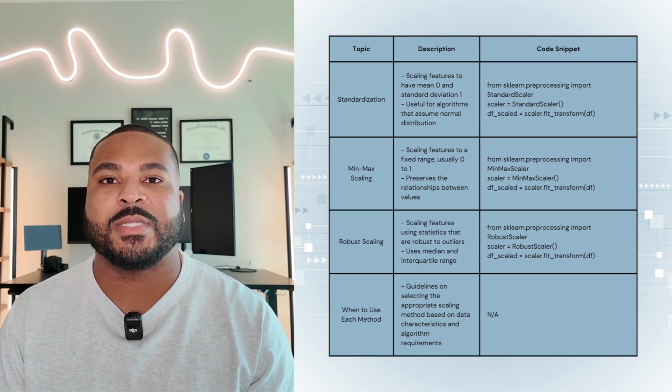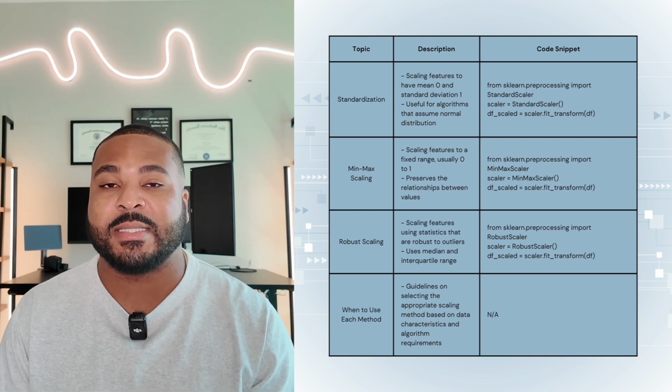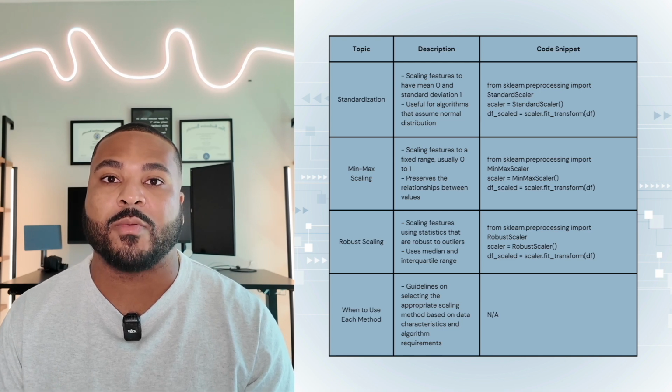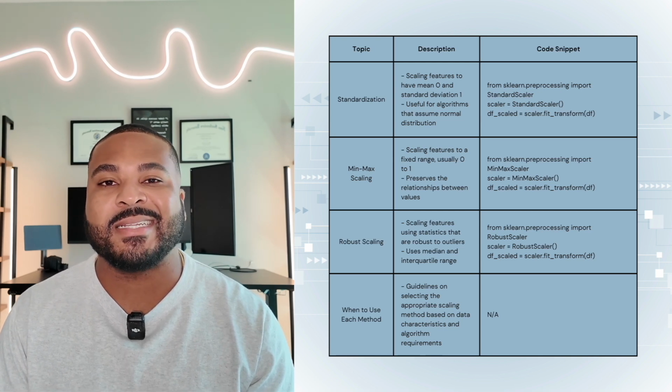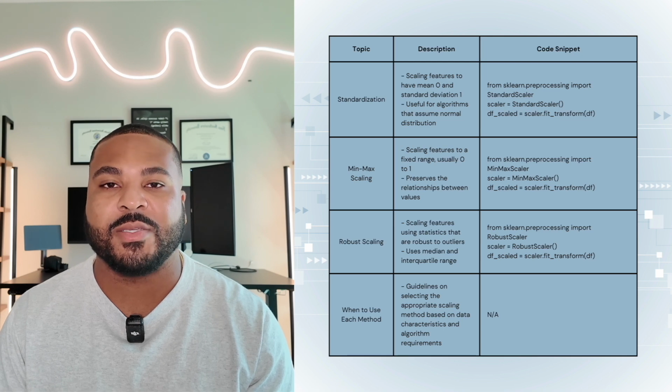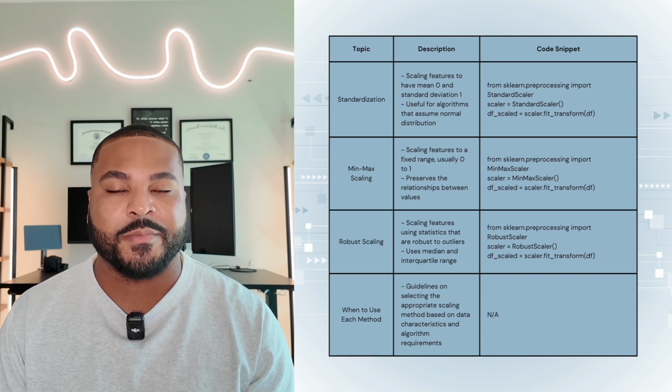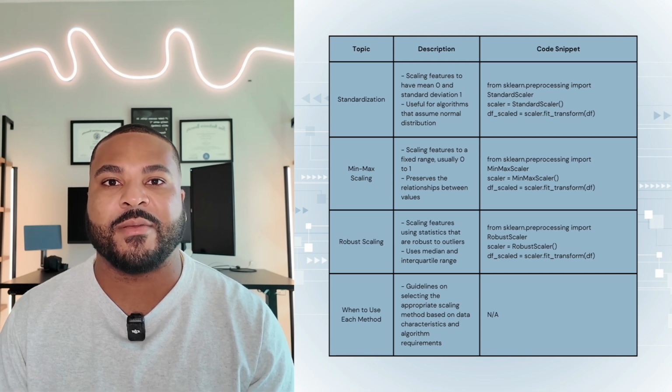Robust scaling is used to scale features using statistics that are robust to outliers, such as the median and the interquartile range. This method is useful when the data contains many outliers that could skew the scaling. In this example of applying robust scaling, RobustScaler is used to scale the features in the data frame named df.